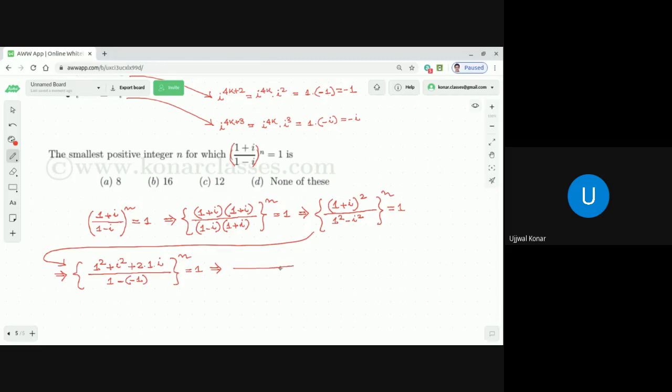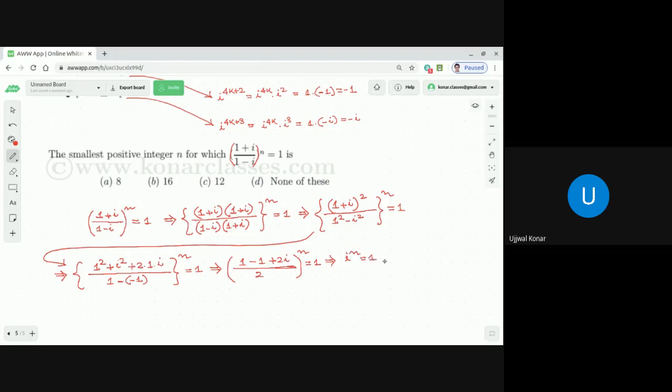So then what are we going to get in the numerator? i square is minus 1, 1 square is 1, so 1 minus 1 plus 2i, divided by 1 minus minus i. That is equal to what? It is 2. So this complete power n is equal to 1. That implies 2i by 2 got cancelled, i power n is equal to 1.